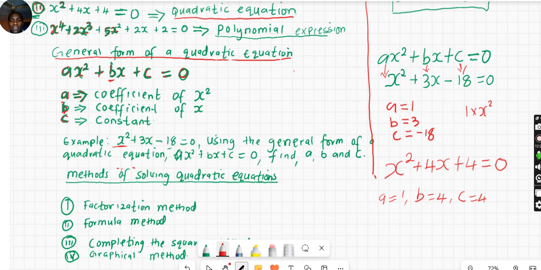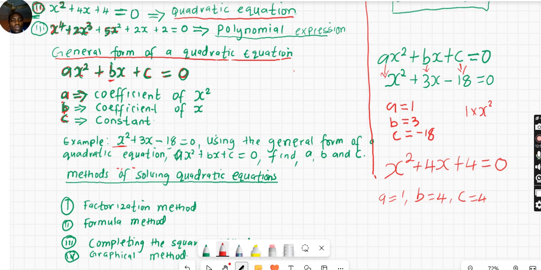Can you see that? You can practice more questions on your own. Just check some questions and identify a, b, and c. These are so important because when we come to solving problems on quadratic equations, you will need to know when to use a, b, c, especially when it comes to the quadratic formula.